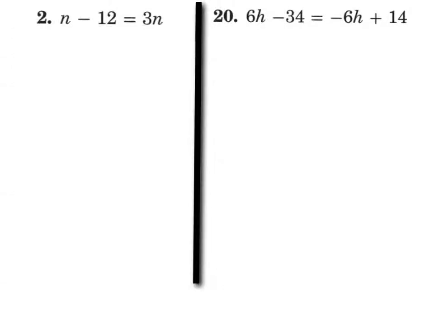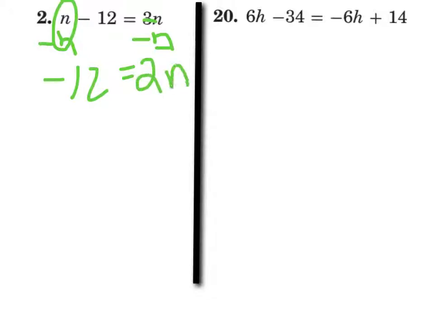So for number 2, here's what I want to do. Get all the n's on one side of the equal sign. So I'm going to subtract an n from here and subtract an n from here. And that's going to turn into a 0. And 0 minus 12 equals negative 12. So negative 12 equals, and then over here 3n minus n. That's going to give me 2n.